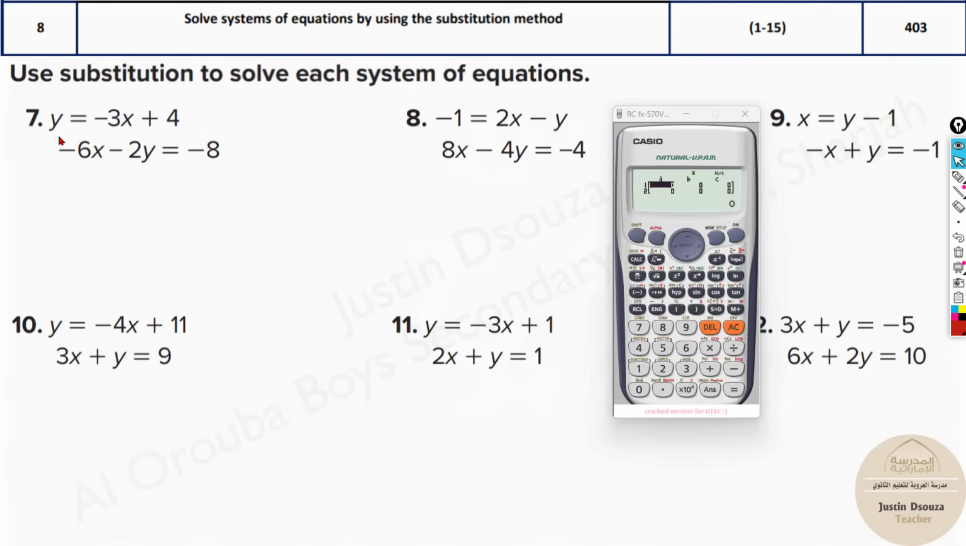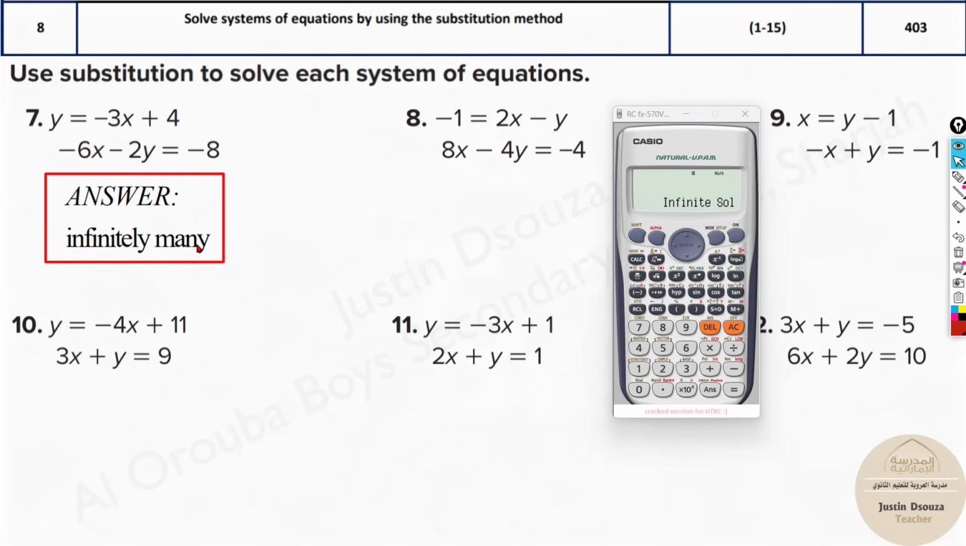If you have tried solving the first problem here, the question number 7, some of you might have got infinite solution and some of you a math error. So let me type this out. Over here the first term will be 3, and then 1 and 4, minus 6, minus 2 and minus 8. The answer is infinite solution. So you can write this as infinitely many, in the sense there are infinite solutions. Every point is a solution. I'll come to this in a while.